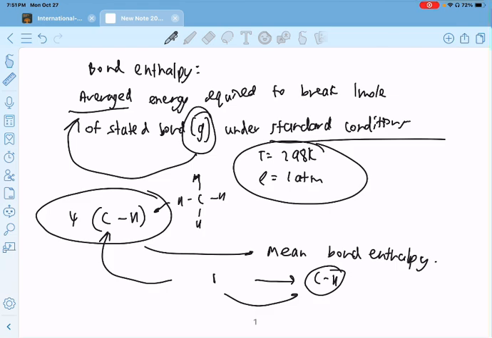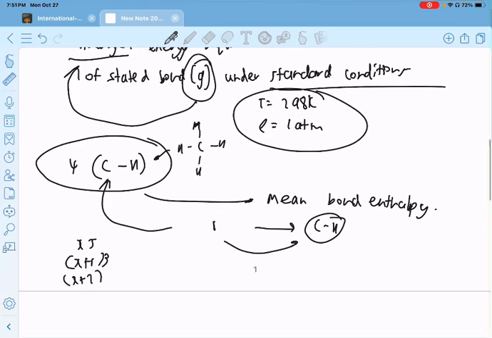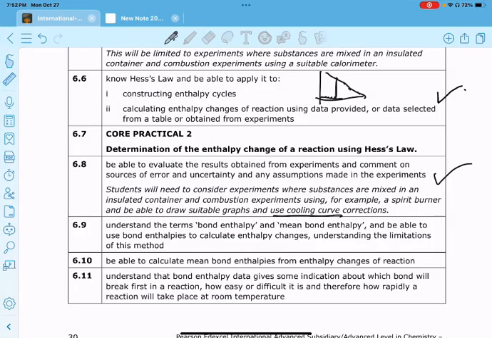Let's say the first CH bond takes X joules, okay? The second CH bond takes X plus 1 joules. The third one gives X plus 2 joules, okay? The average amongst all this will just be X plus 1. Yeah, so that's basically the concept behind it.